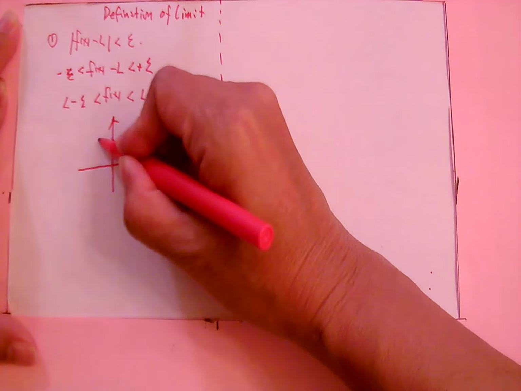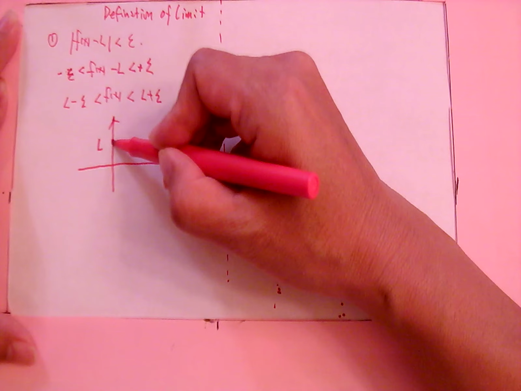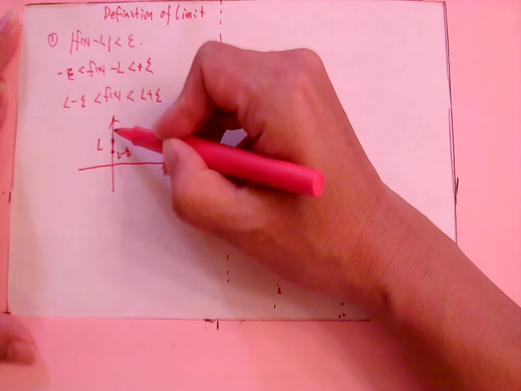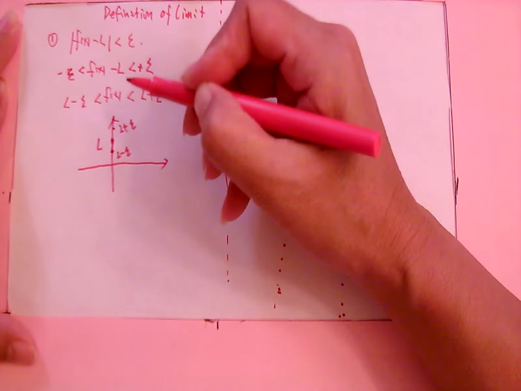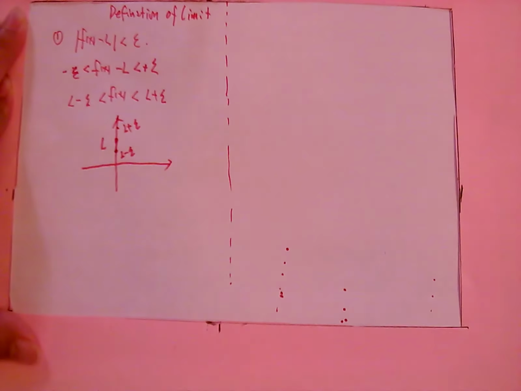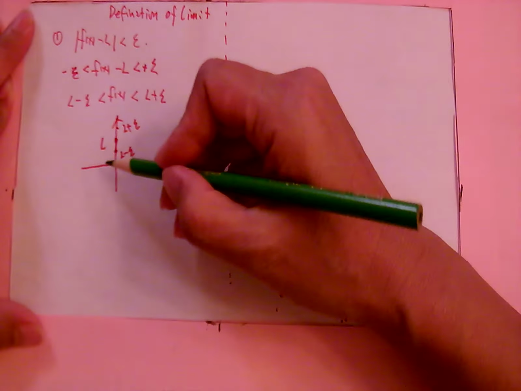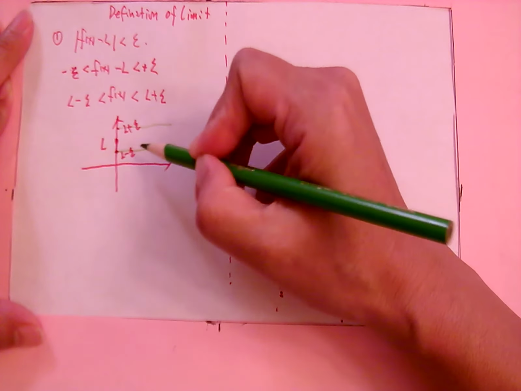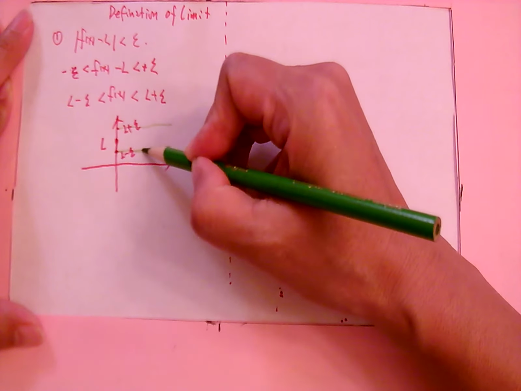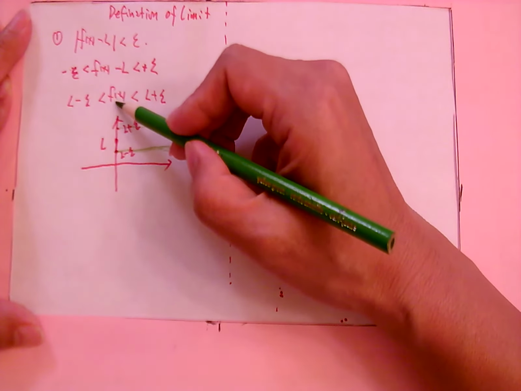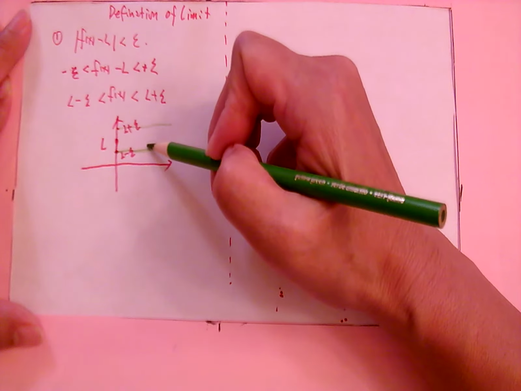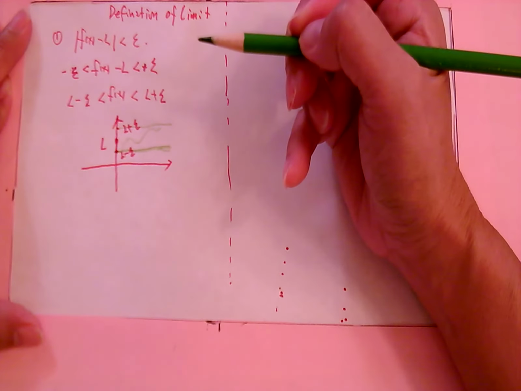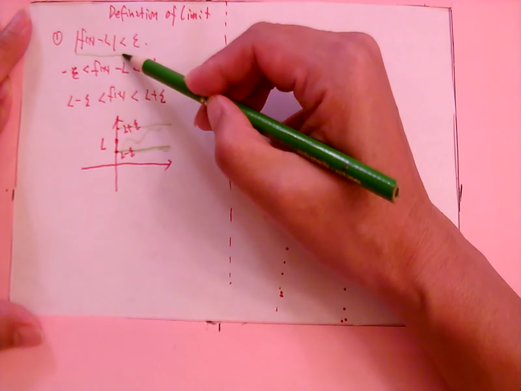If this is L, L minus epsilon will go down here. So this will be L minus epsilon. Go up, that will be L plus epsilon. So let's draw in a different color. The green lines, what do they mean? They mean the function's value must be between these two green lines, so inside. That's the first inequality's meaning.